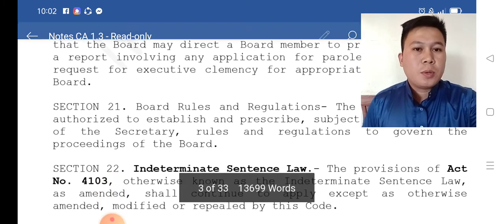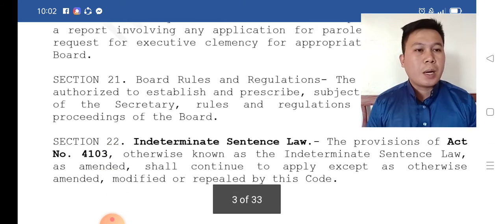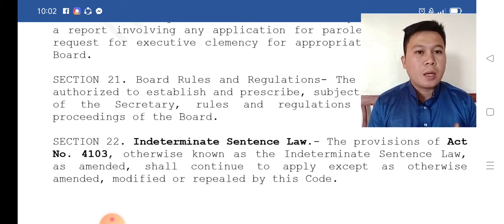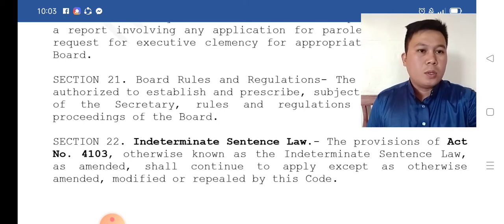So, let's proceed with section 22 para maintindihan natin kung ano ibig sabihin na indeterminate sentence law. Indeterminate sentence law is the provision of Act number 4103. Tandaan ninyo, indeterminate sentence law is under 4103, otherwise known as the indeterminate sentence law, as amended, shall continue to apply except as otherwise amended, modified, or repealed by this code.